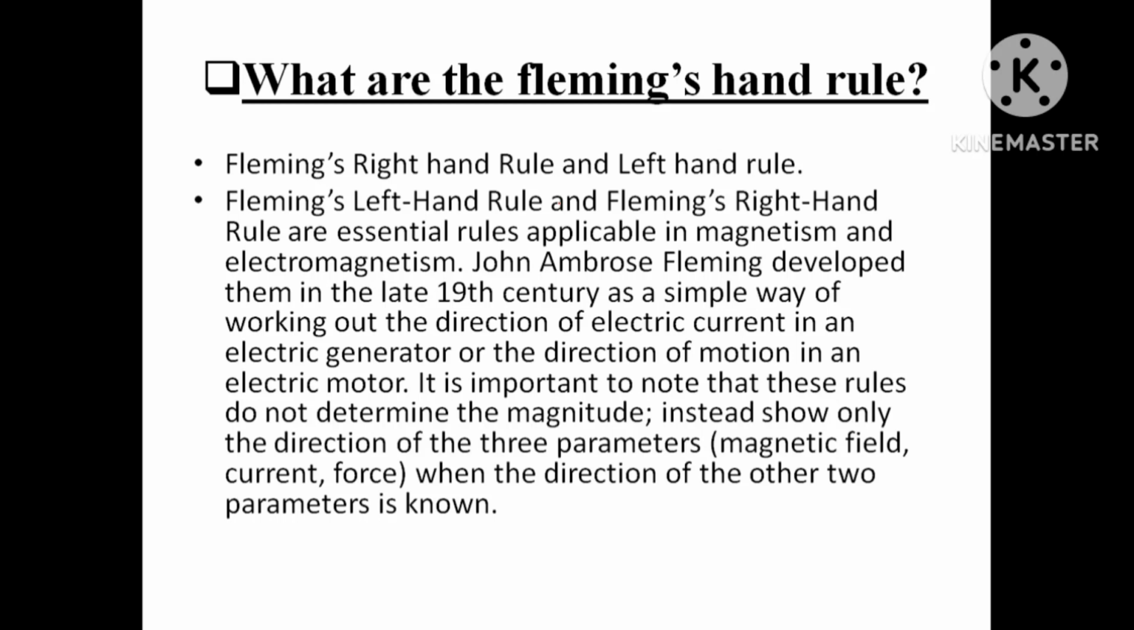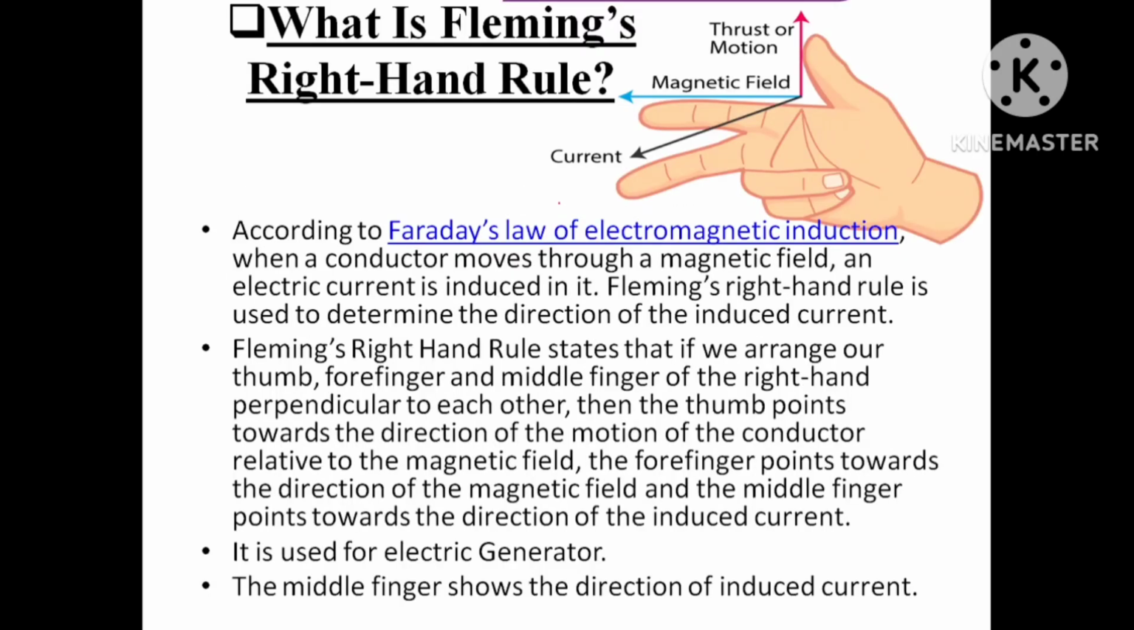We'll first study Fleming's right hand rule. What is Fleming's right hand rule? According to Faraday's law of electromagnetic induction, when a conductor moves through a magnetic field, an electric current is induced in it. Got it? Faraday's law states that if any conductor moves through a magnetic field, an electric current will be generated in it.